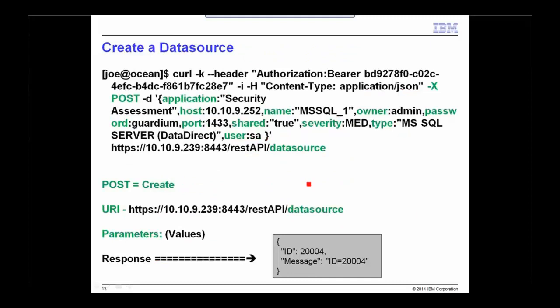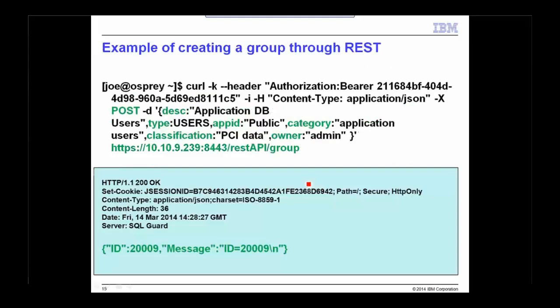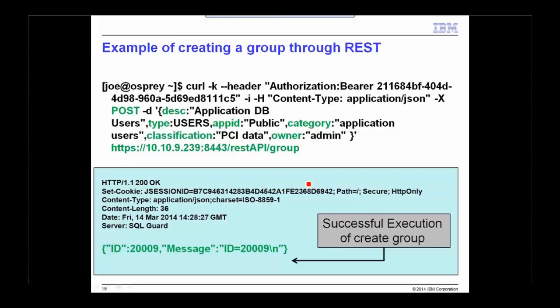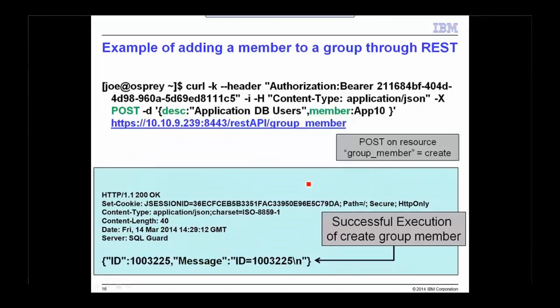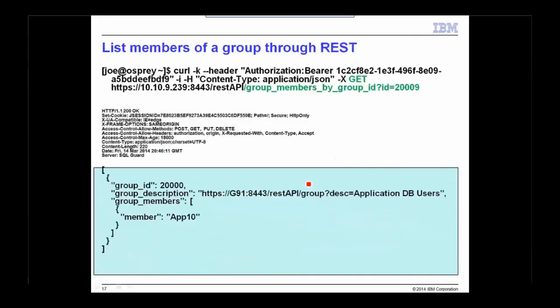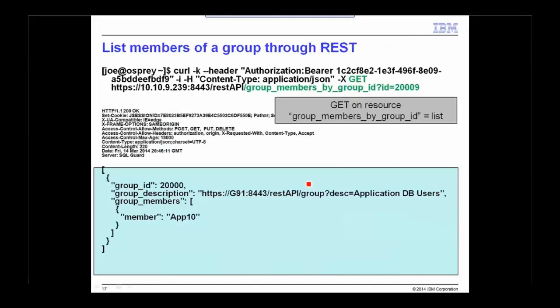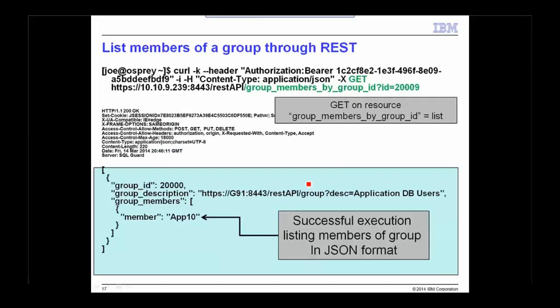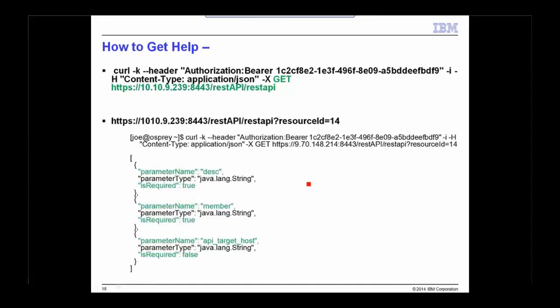I showed you in the demo all of these pieces, so I'm not going to go into detail on the data source or creating the REST through the group. But this is what you would use: successful creation with the ID. When you add a member to the group, you're going to do a post request, and this shows it was successful. If you're going to list the members of the group, you're going to use a get resource, and that's successful with your JSON object. This is the structure of what you would see, and you parse it out accordingly.